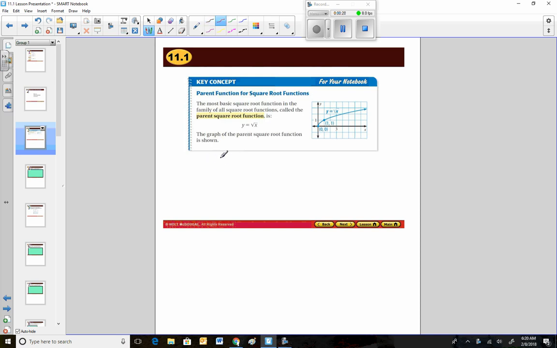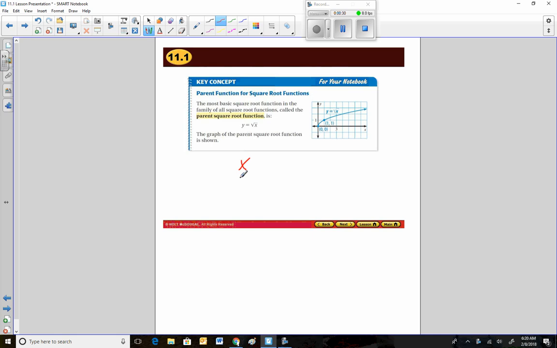All right, so if I wanted to try this out and make an XY table to make the parent graph, let's say we put in a 0. Square root of 0 is 0, so we get 0, 0. Let's try putting a 1 in. What is the square root of 1? Well, it's 1, of course.